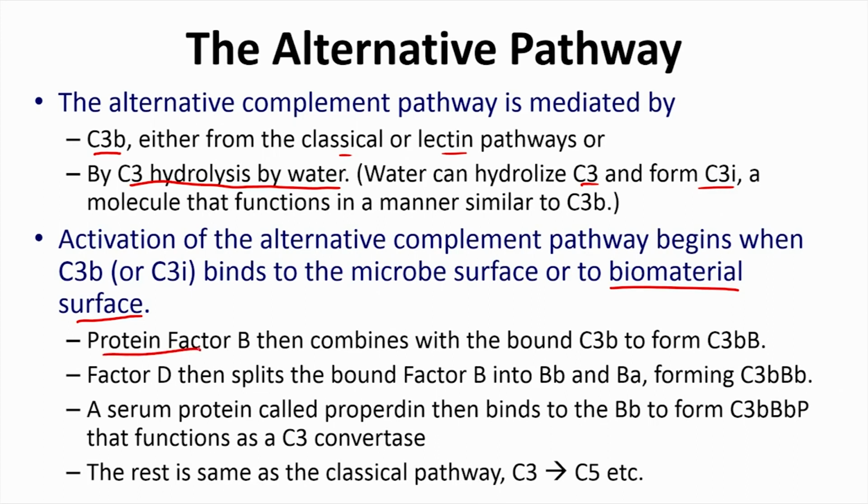A protein, factor B, combines with the bound C3b, because once proteins bind they change their conformation, so maybe a binding site is now available. This forms another intermediate, C3bB, and then factor D comes in and splits the bound factor B into Bb and Ba. Again, I am introducing lots of terms here, but you do not need to remember all of these; it will be good to know at least the pathway.